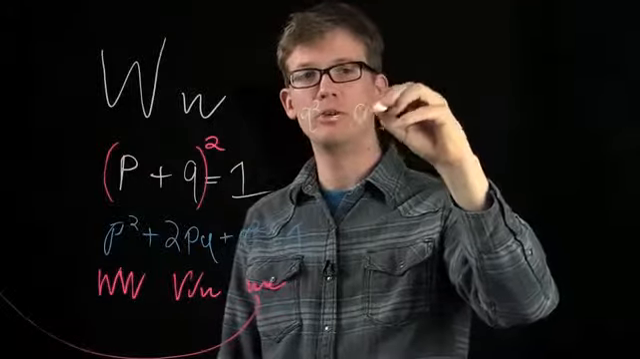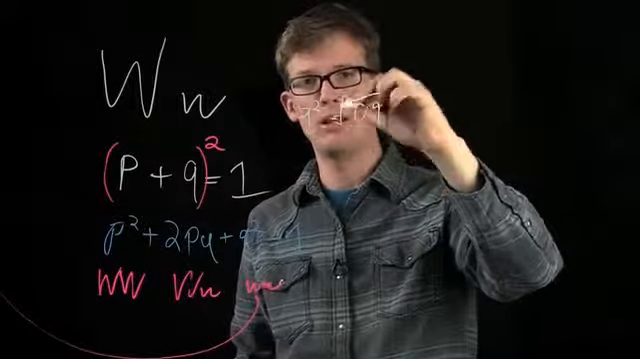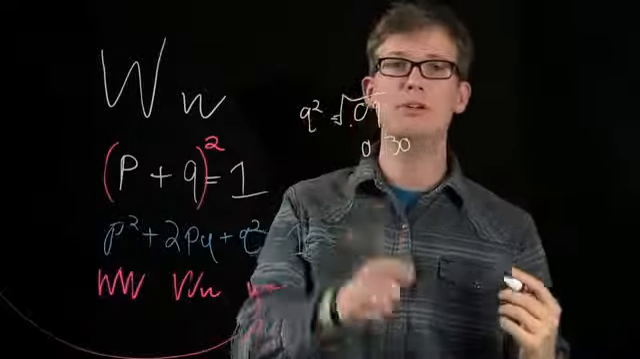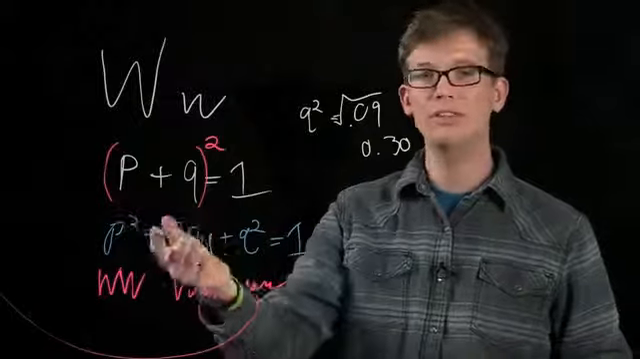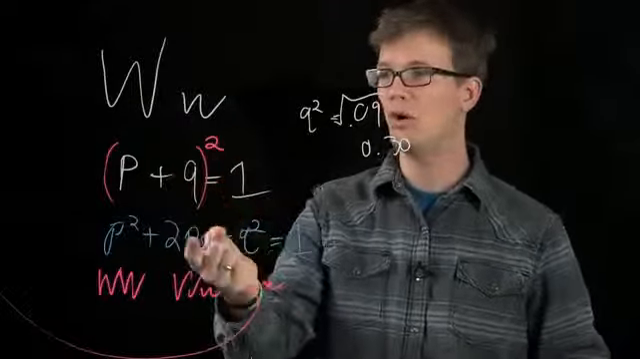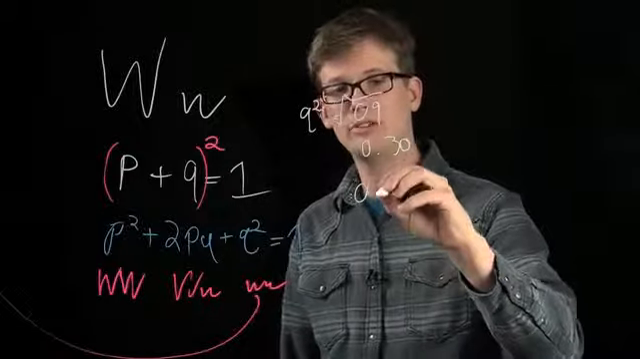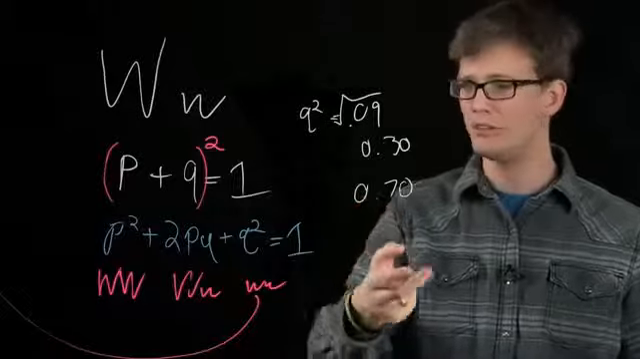It's 0.09, and in order to get what q is, we just take the square root of that, which is 0.30 or 30%. 30% frequency of the q allele in the population. And then we just use the simplest equation in the world to figure out what p is, just 1 minus q, and that's 0.70.